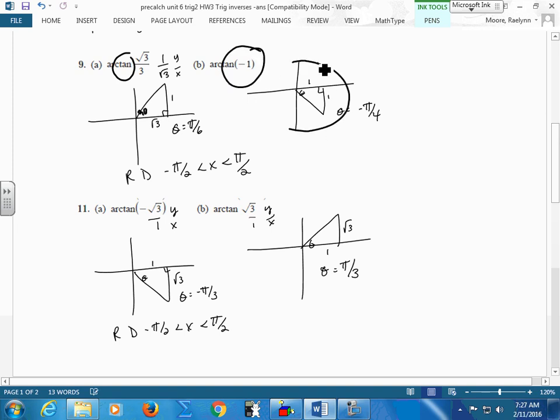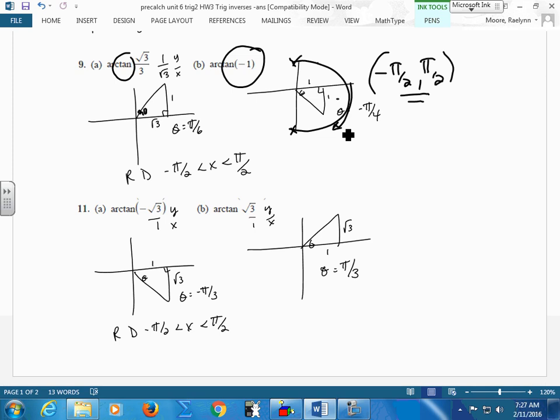Tangent is positive in 1, negative in 4. And remember, your domain goes from negative pi over 2 to positive pi over 2. So therefore, we can't use these guys, and your angle cannot be 315. It's out of my domain. It has to go to the negative part. It has to be negative pi over 4 or negative 45.